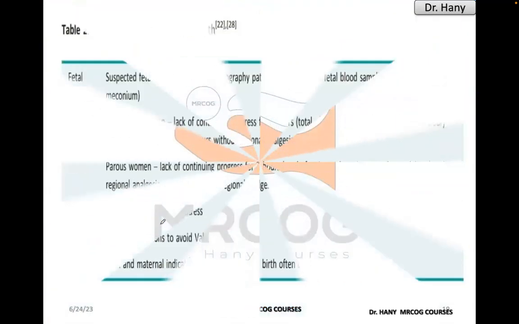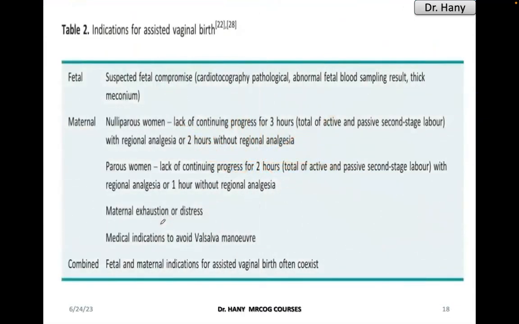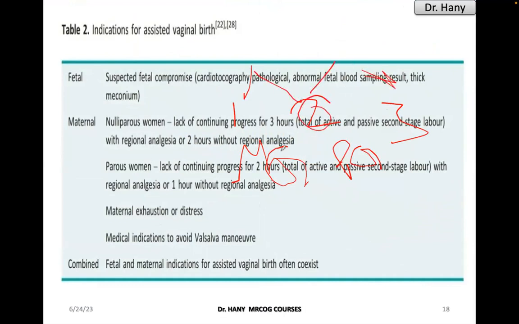Okay, here, these are the indications: fetal compromise, maternal delay. If you remember, 1, 2, 3. I will put here multigravida, and here primigravida, and here with epidural, without epidural. Multigravida with epidural 2 hours, without epidural 1 hour; primigravida with epidural 3 hours, without epidural 2 hours. So this is the rule of 1, 2, 3 to remember the descent or the delay in the second stage.